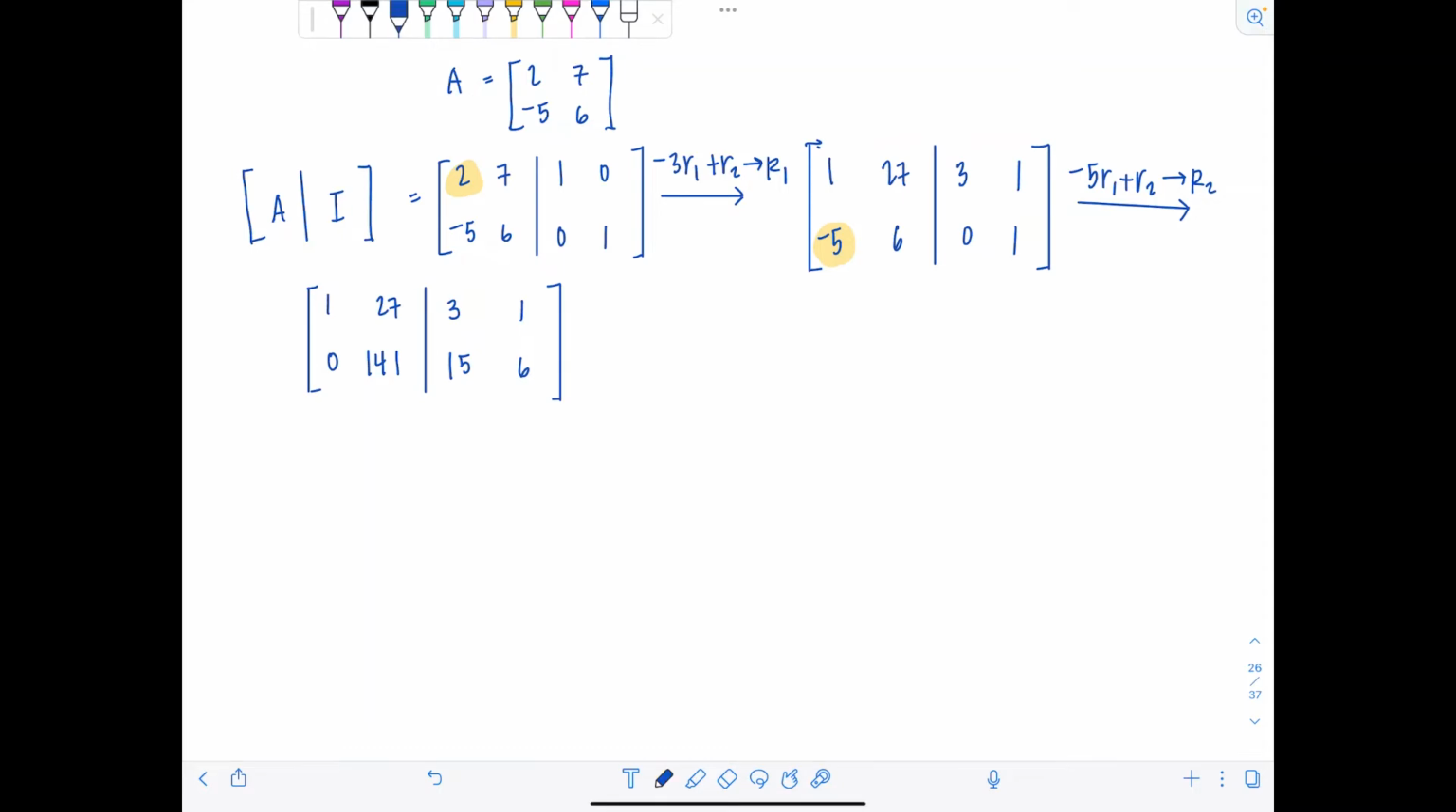All right, next we turn our attention to this little entry. That needs to be a 1. I'm not going to get fancy with the 27, so let's just do 1 over 141 times row 2 is the new row 2. We have to introduce the fractions now. There's no way around it. So this is going to give us 1, 27, 3, 1. That stays the same. Then 0, 1, 5 over 47.